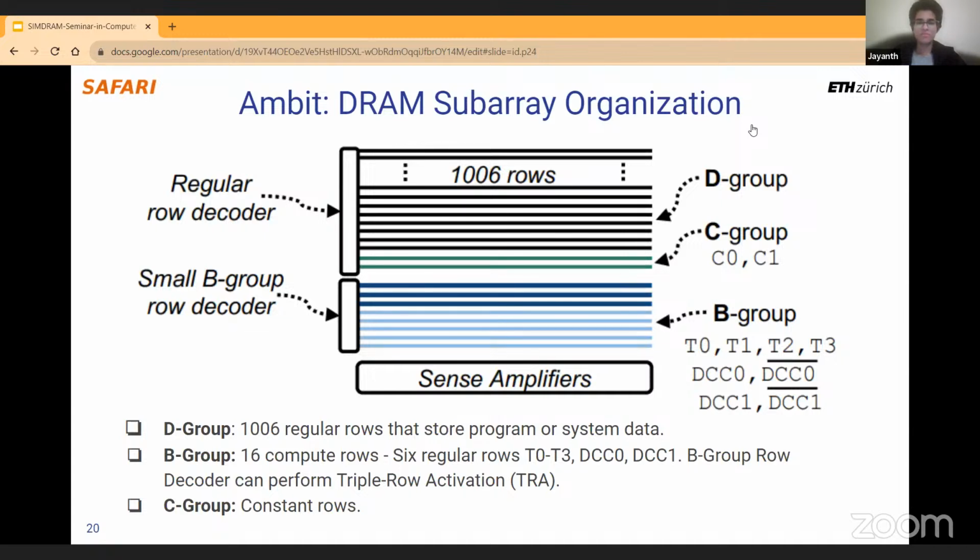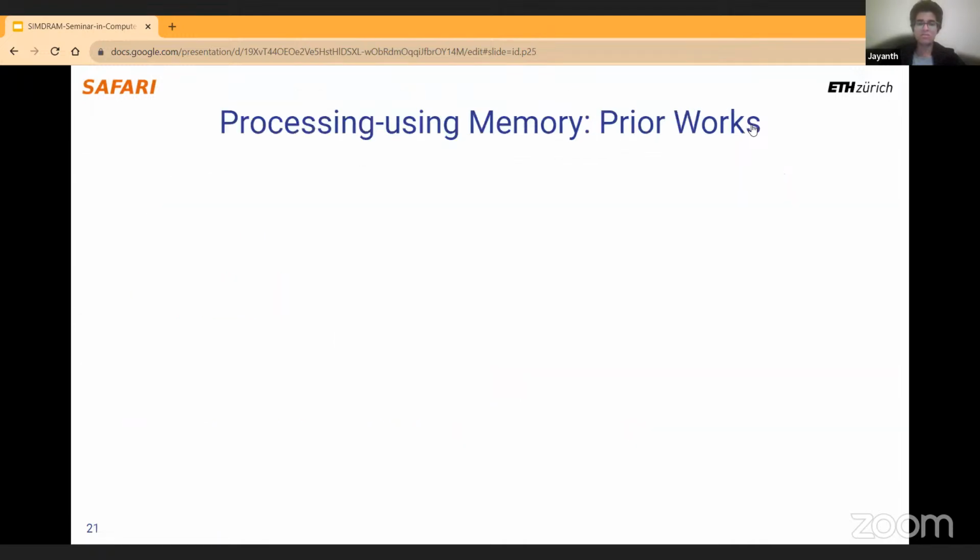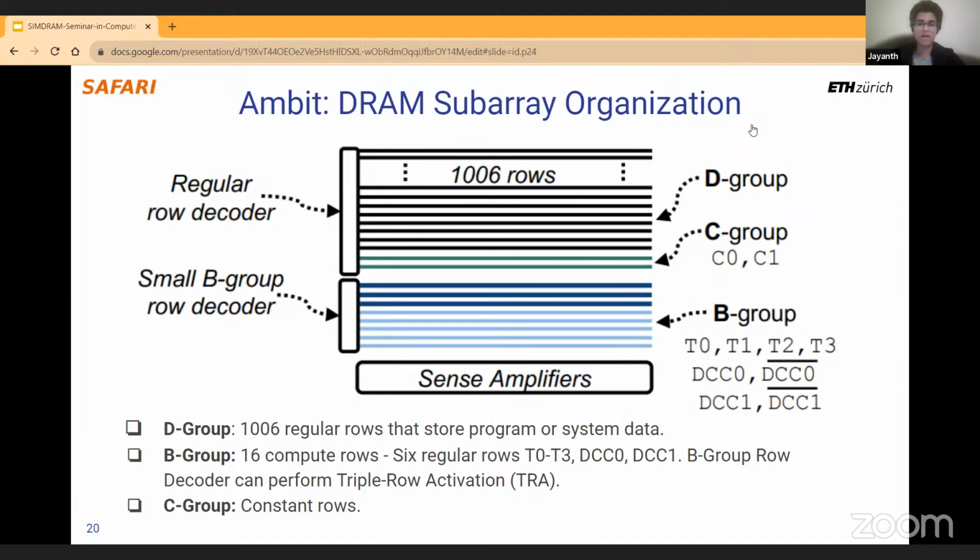Now a very brief overview of how a DRAM subarray should be organized for Ambit to be implemented. We retain most of the rows in regular fashion, and we allocate only a few fixed compute rows for Ambit. These compute rows will need a special row decoder, which can perform triple row activation. We also have two constant rows to store all zeros and all ones, as we saw it's needed for implementing Boolean operations, as we saw in the previous slides.